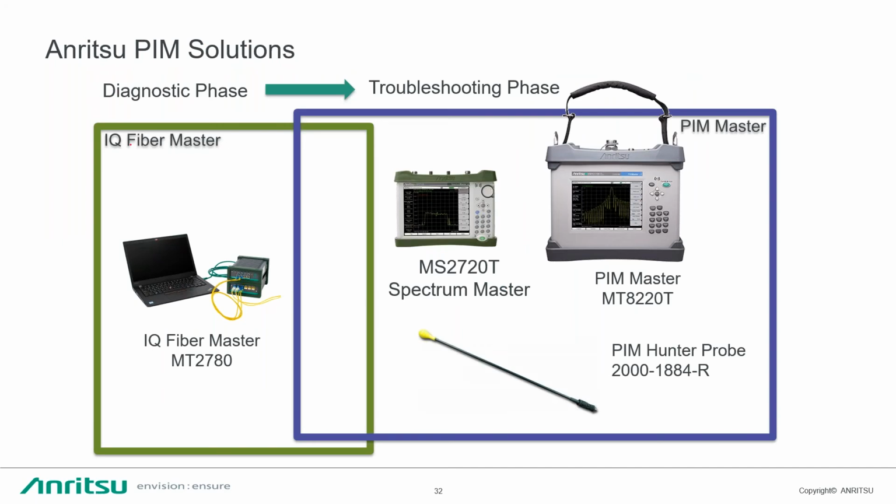So if I look at the entire flow from the diagnostic phase to the troubleshooting phase, the IQ FiberMaster is a new product, and it gives you that diagnostic data. That diagnostic data can then be taken into the troubleshooting phase, where you're using things like our PIM Master, our Spectrum Master with the PIM Hunter probe, so that you can locate the exact nonlinearities on the rooftop or in the environment that can be causing your PIM.